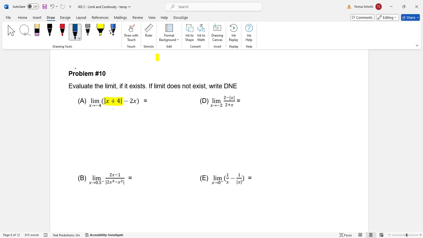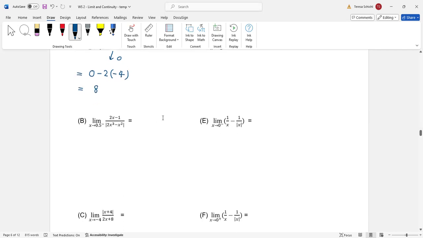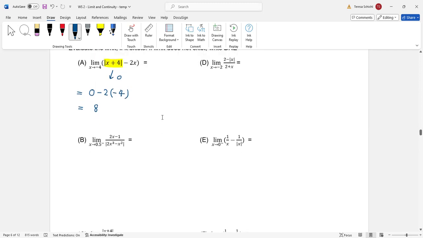This number is going to approach 0, because -4 plus 4 is very close to 0, so the absolute value will be very close to 0. So the whole limit will be equal to 0 minus 2 times the value as x approaches -4. So this will be 8.